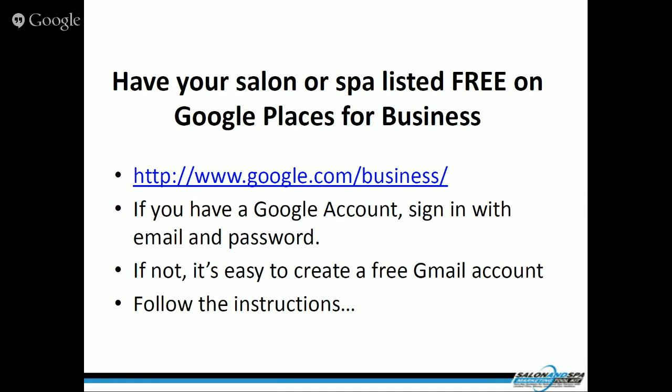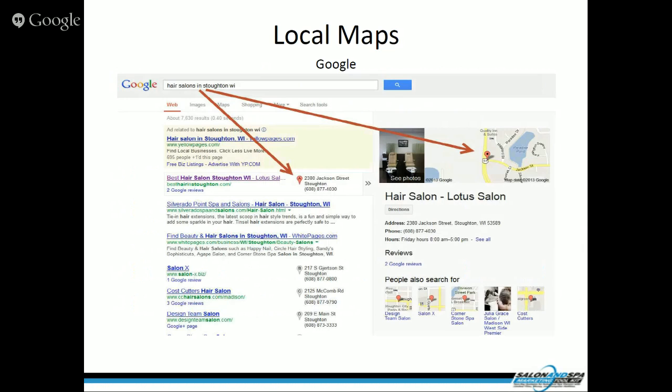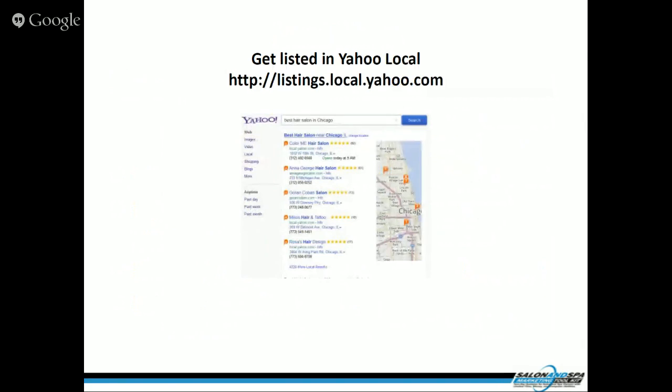Okay. Now, you can see here's an example of when you do searches. You notice there, pin position A, the little red letter A, it looks like a little balloon, shows a position on the map. You notice how it gives all the information there, hair salon, Lotus Salon, it gives the address, number, all that stuff, okay? So make sure you get that, okay?